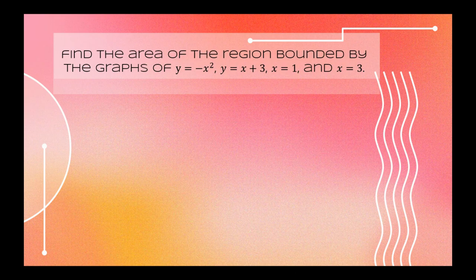Yes. But we want to check for x equals 1 and x equals 3. So this one's a little different. I wouldn't be checking the y-intercept. I'd be checking at 1. Which one's higher? So if I put 1 in, I get negative 1 and I get 4. Making this G and this F.